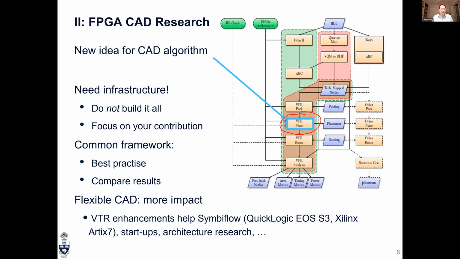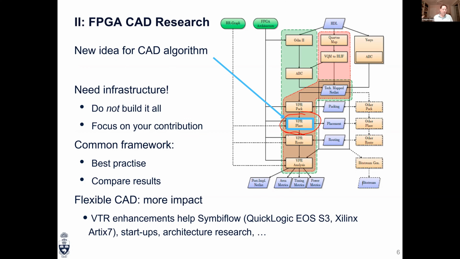You need a whole infrastructure, you need benchmark circuits to evaluate it. Building that whole thing from scratch is a major undertaking, and that's not your main goal. So VTR allows you to just replace or augment some CAD algorithm and see how well it works. By having a common framework, it also allows you to compare results more easily. And finally, if you come up with a better algorithm, let's say for placement, it has more impact if you put it into an existing flexible tool like VTR.